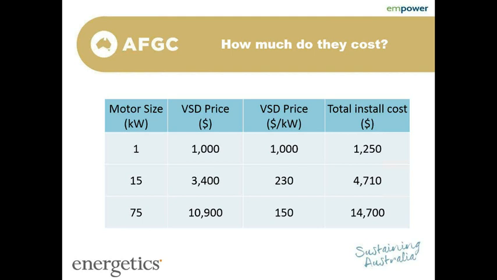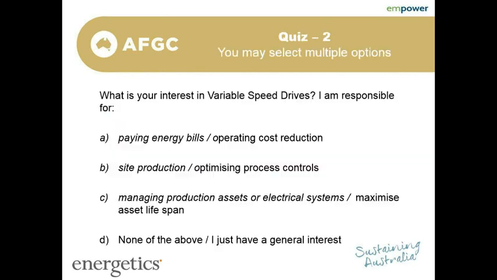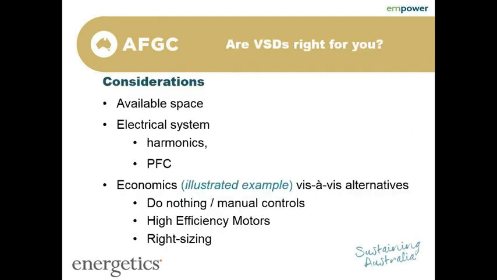You'd see on large drives or compressors around about $10,000 for the unit. So yeah, plus installation, looking around about $14,000–15,000. And so that sets the scene a bit.